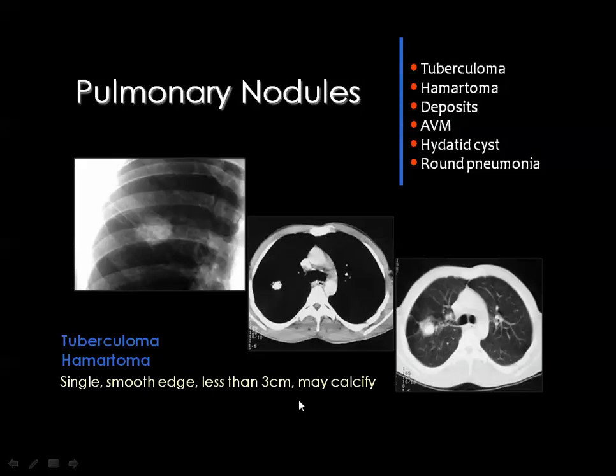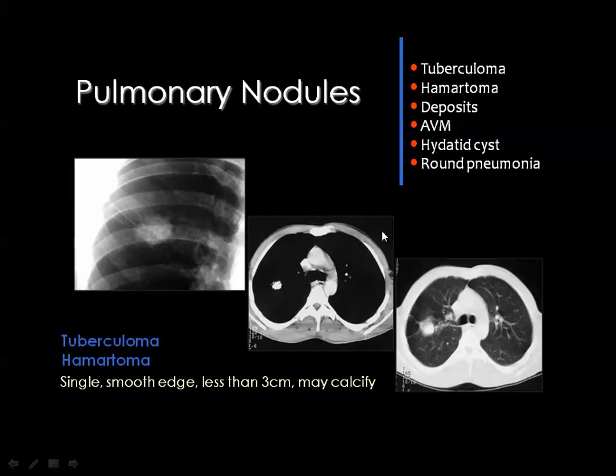Then starting with the pulmonary nodules. If you see a focal lung lesion and you have decided that you are dealing with a pulmonary nodule, what are the possibilities of pulmonary nodules in the pediatric patient? I usually try to achieve the differential diagnosis, eliciting here the common lesions seen in the pediatric patient. And in my opinion, we have these common nodules encountered in the pediatric chest: the tuberculoma, the hamartoma, the metastatic deposit, the arterial venous malformation, hydatid cyst, and the round pneumonia.